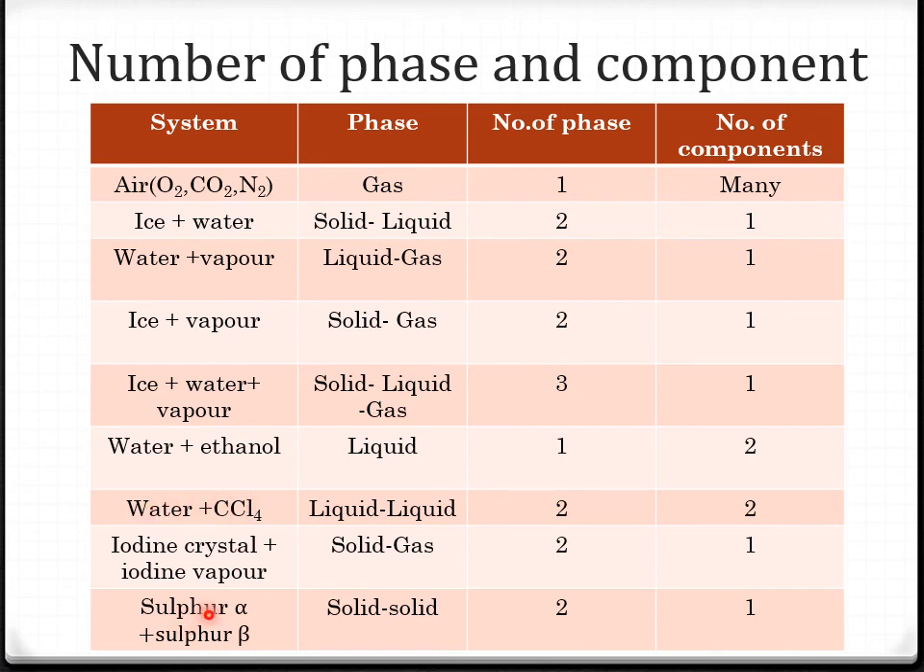The same goes for the sulfur alpha and sulfur beta mixture. Both are solid, but because they have their own lattice properties, the number of phases is 2 and the number of components is only one, which is sulfur.